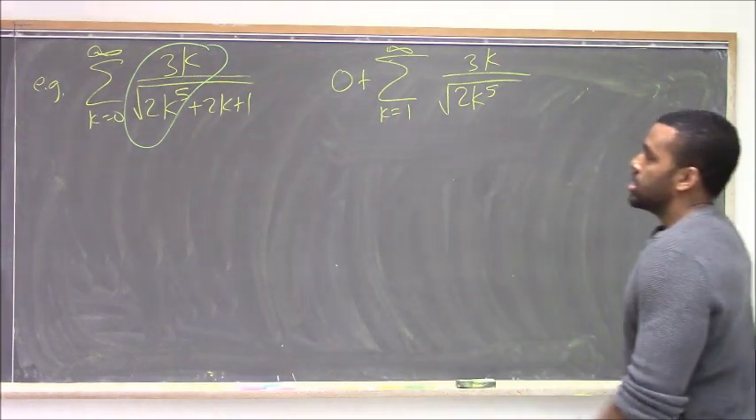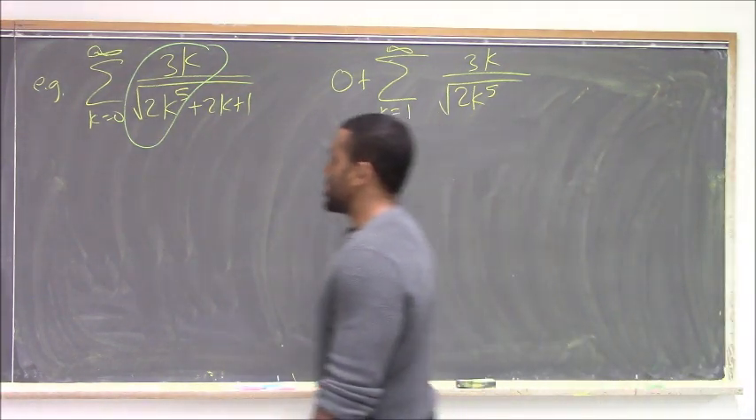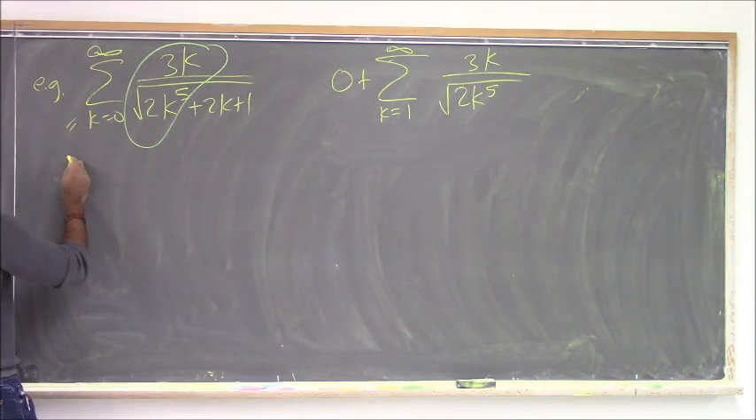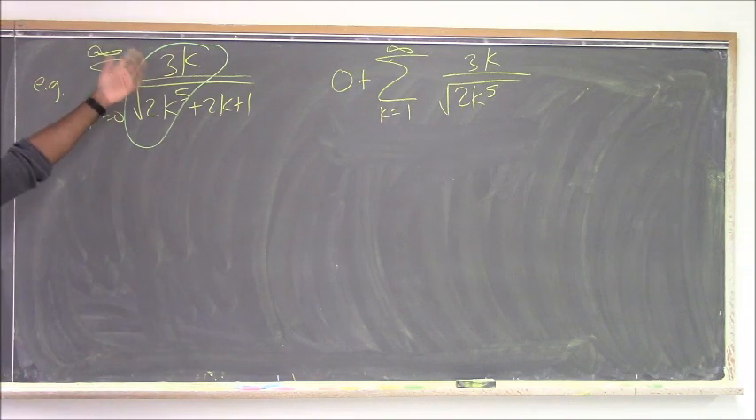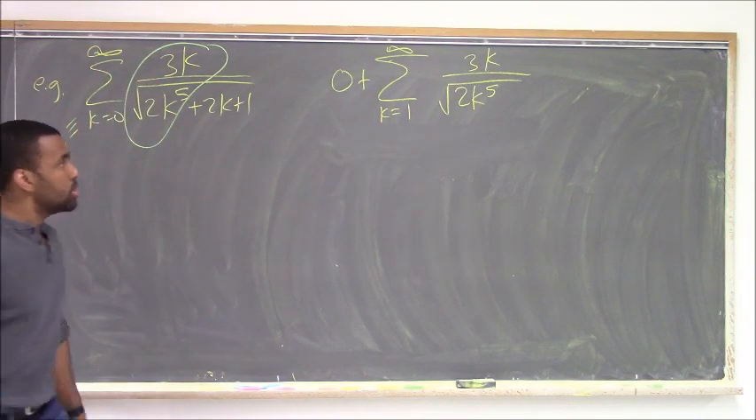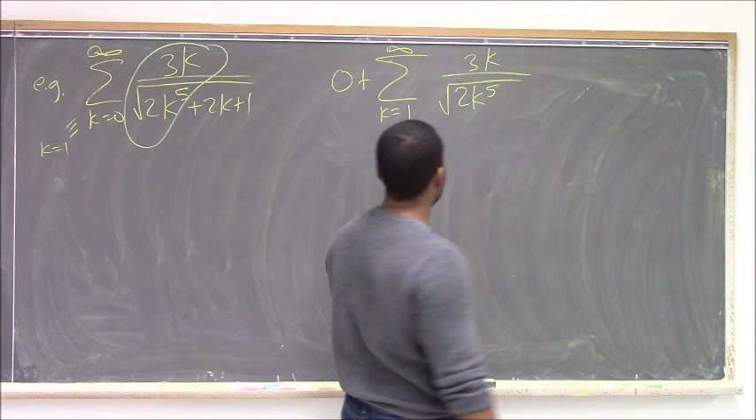So, in fact, this series I could say was equal to the series with k equals 1. It's equivalent to saying k equals 1, because if my k equals 0, it just gives me 0. So I don't have to worry about division by 0.